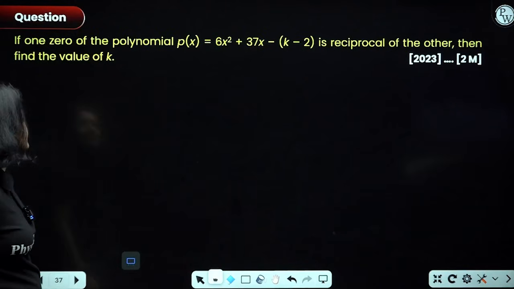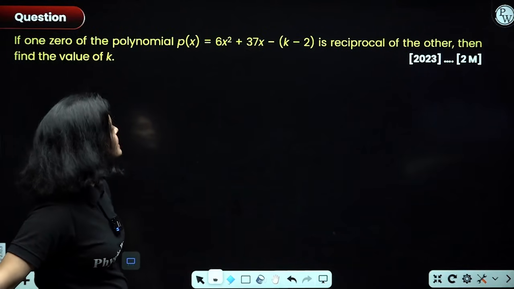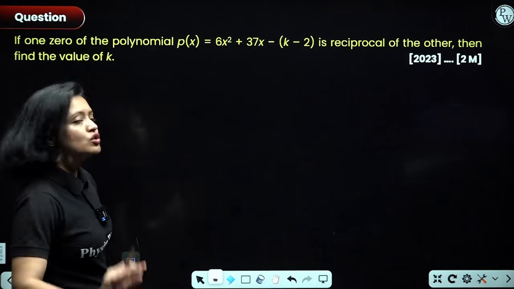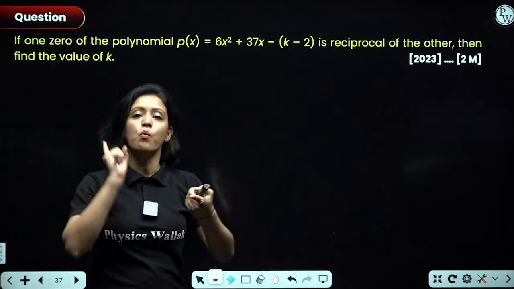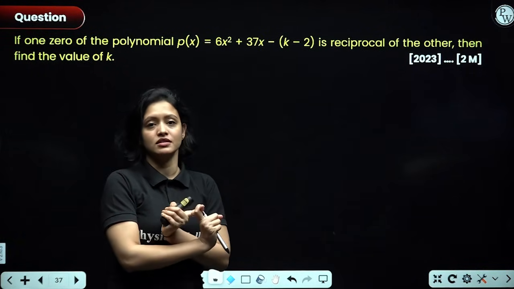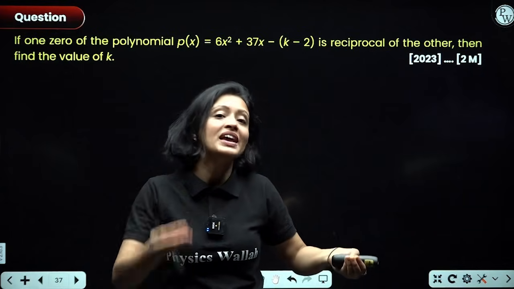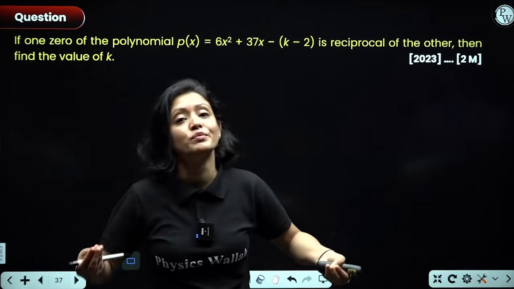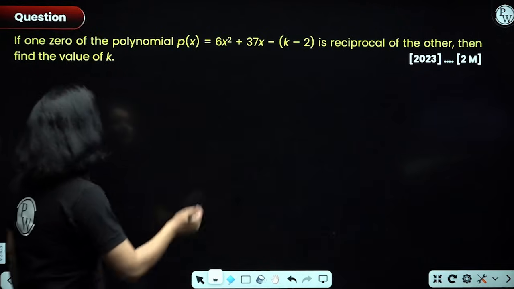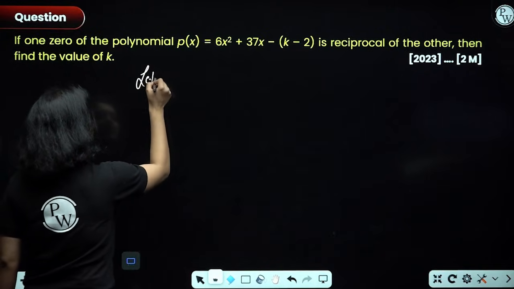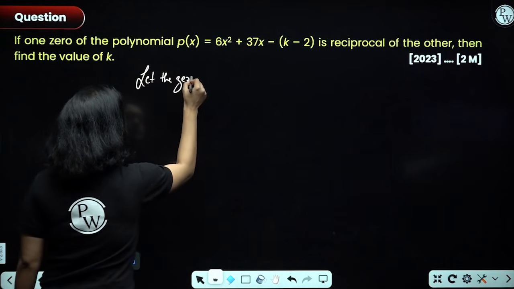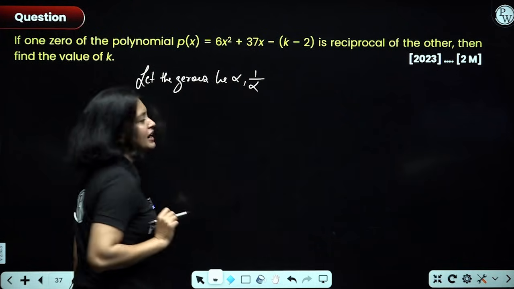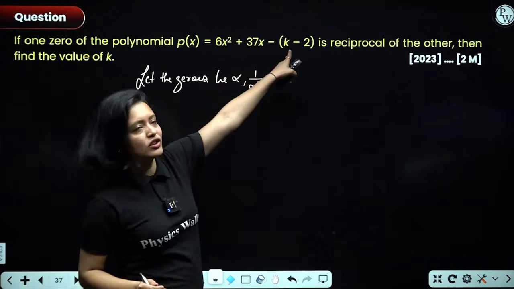If one zero of the polynomial p(x) is equals to 6x square plus 37x minus k minus 2 is the reciprocal of the other. So they are saying that for this polynomial, one zero is the reciprocal of another zero. That means if one zero is 2, then the other zero has to be 1 by 2. If one zero is alpha, the other zero has to be 1 by alpha. So let the zeros be alpha, comma 1 by alpha. Now we have to figure out the value of this k.